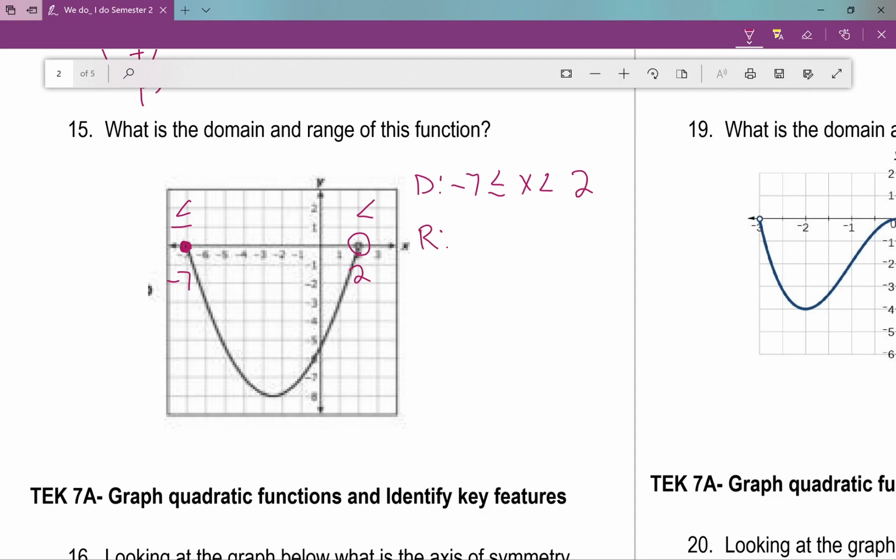Our range, we're going to pay attention to the y values. So if I look at the vertex point, my y value down here is at negative 8. And notice this goes all the way up to 0. So I'm going to write negative 8 is less than or equal to y, which is less than or equal to 0.